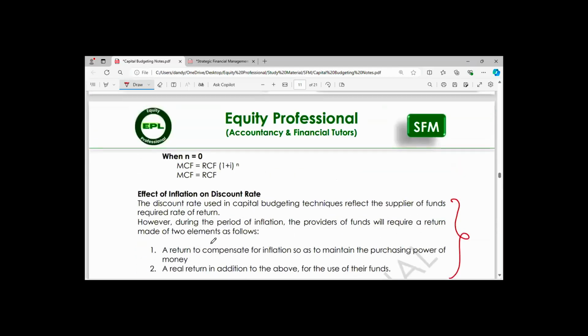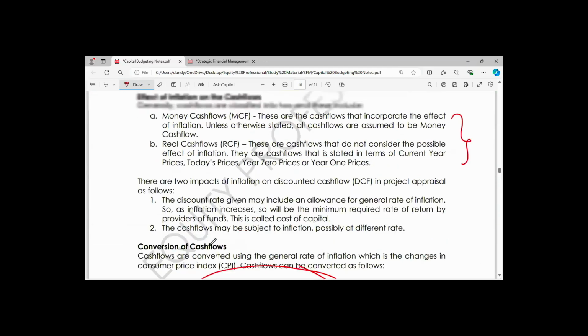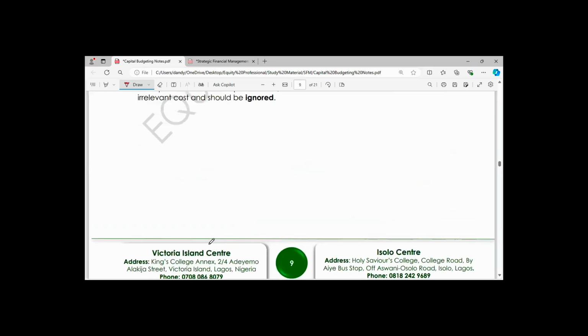According to Professor Fisher, who is an economist, 1 plus money cost of capital is given as 1 plus real cost of capital multiplied by 1 plus general inflation rate. This is the original formula of Fisher. M is the money cost of capital, R is the real cost of capital, I is the general inflation rate.